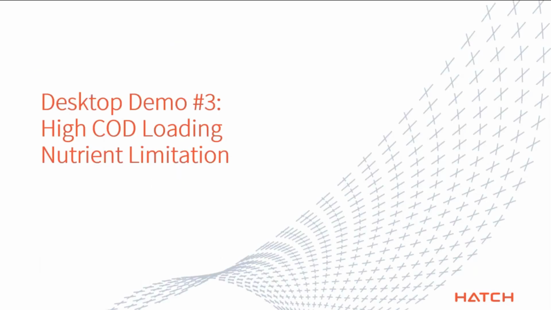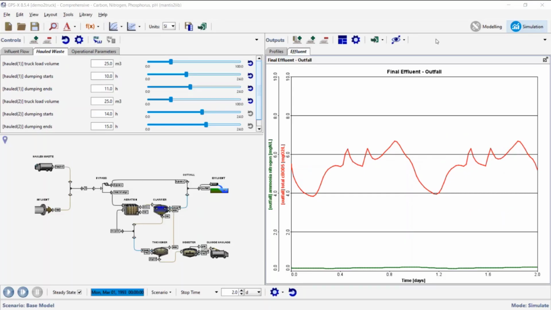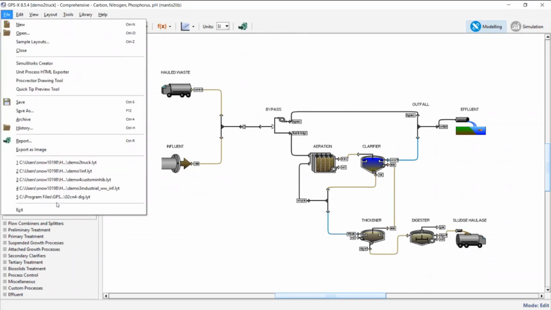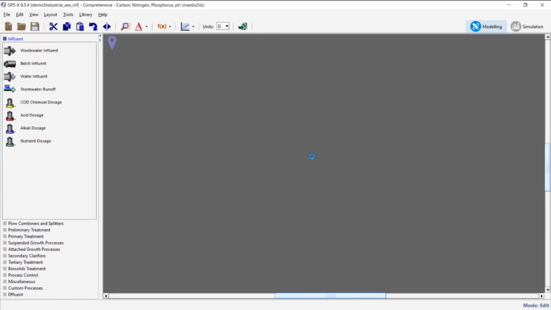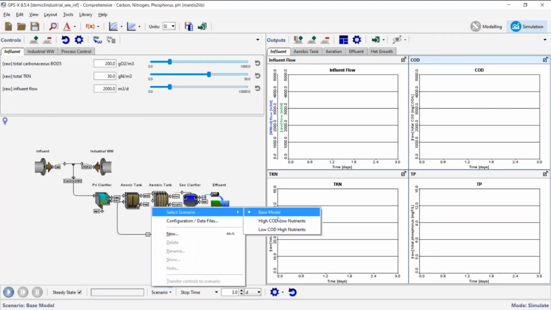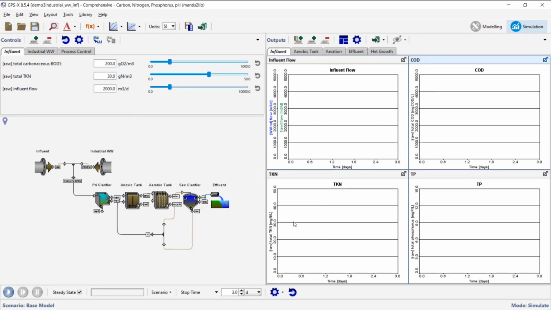Okay, so I'm going to show off my third demo of the day. We're going to look at a high COD loading, a dynamic simulation, and we're going to engage the part of the model that does nutrient limitation. We are going to have a huge amount of COD come in with not very much nutrients in it, and we are going to run out of nutrients. Basically, we're going to work from this scenario that I set up with high COD and low nutrients.